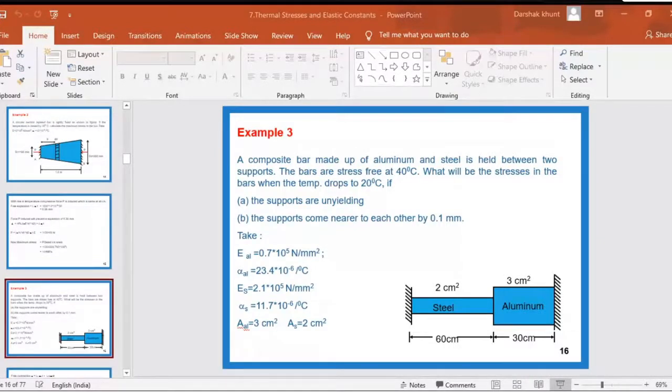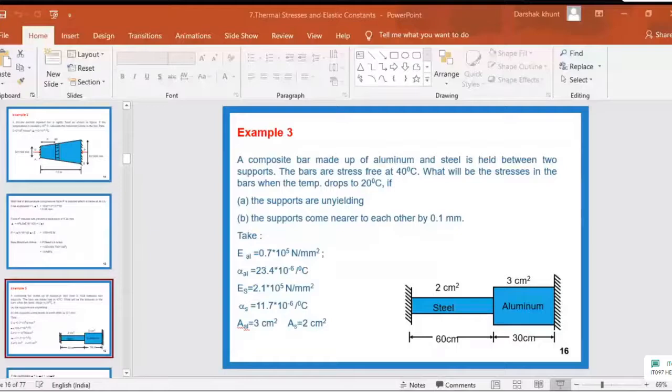If the temperature drops to 20 degrees Celsius, in that condition the length decreases according to the temperature coefficient, and according to this length decrease, the supports will try to pull both ends and produce tensile stresses due to the temperature variation. The supports are unyielding. Unyielding means they cannot allow any change, meaning delta is zero. So in that condition, what are the stresses generated? You have to find out.